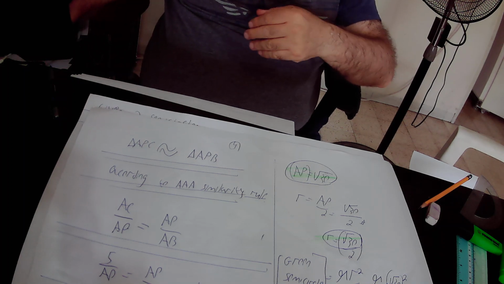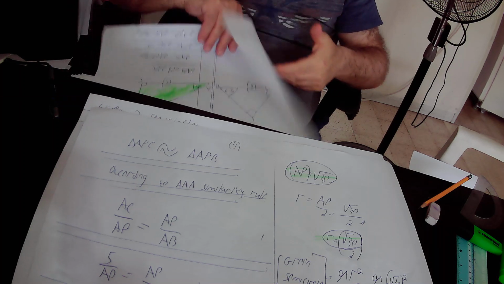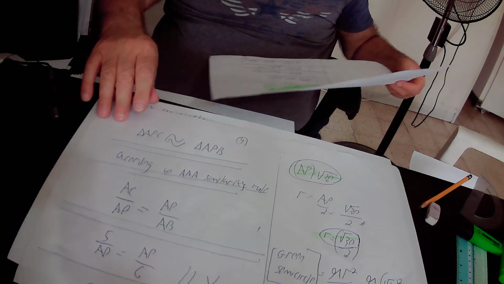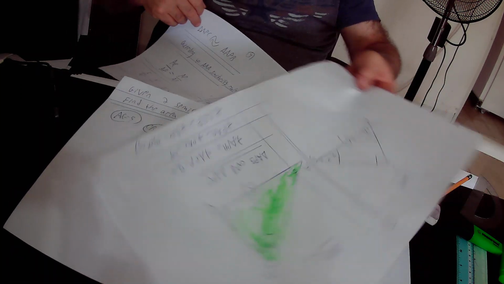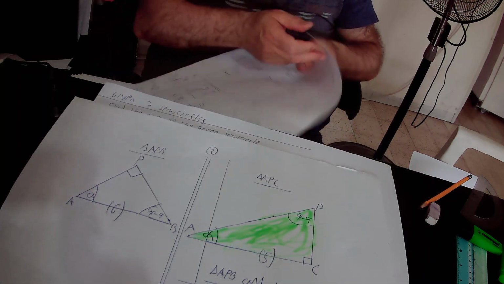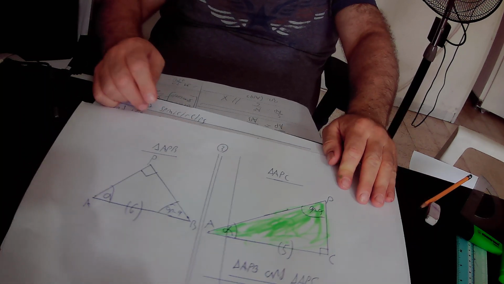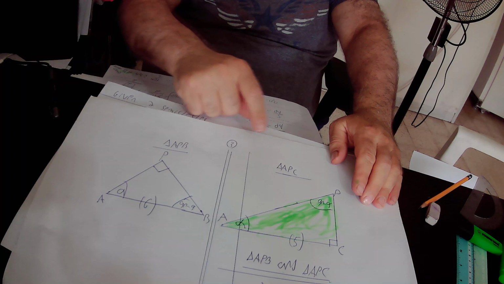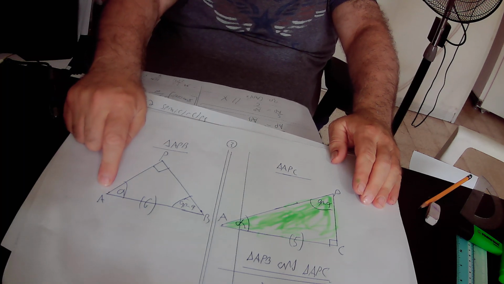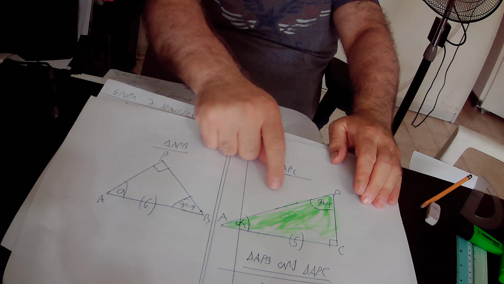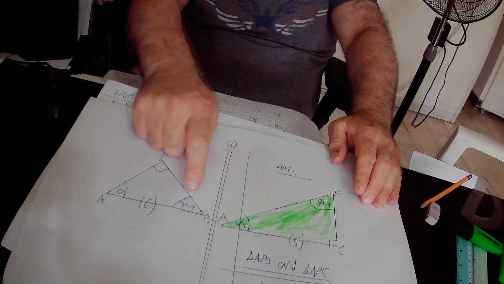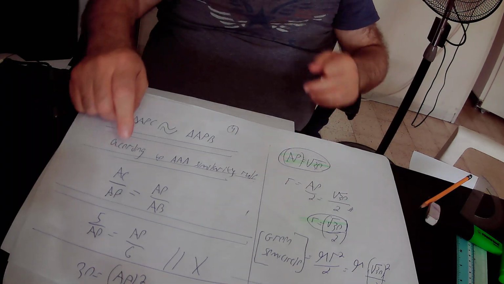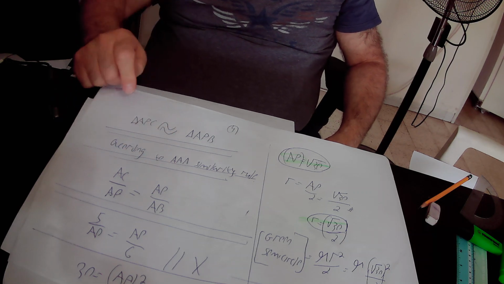And from the fact that the two right triangles are similar to each other, we derive that the following relationship exists between their sides. We derive that side AC in the green triangle over side AP in the white triangle equals side AP in the green triangle over side AB in the white triangle. I repeat again: we derive that AC over AP equals AP over AB.